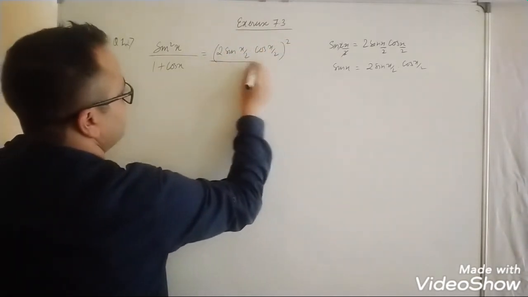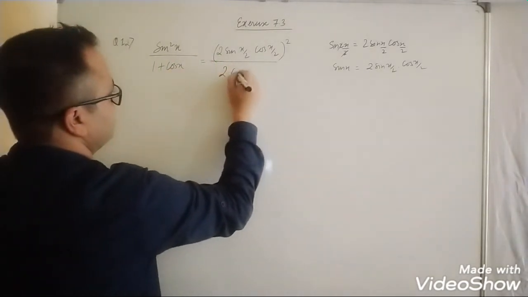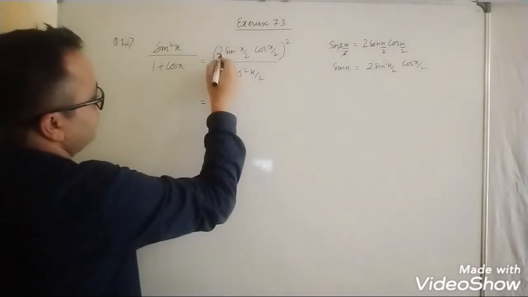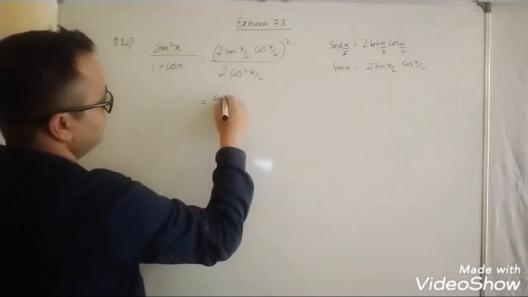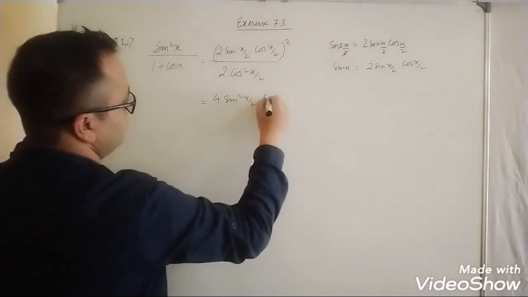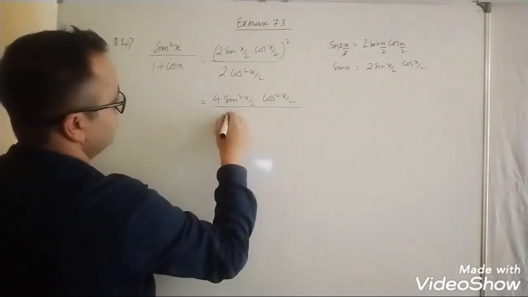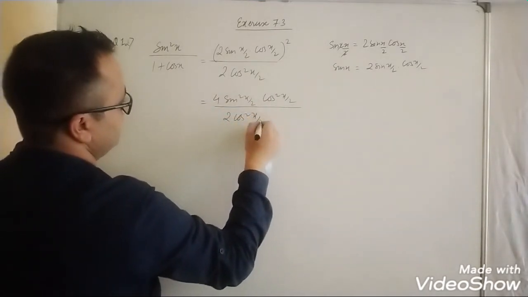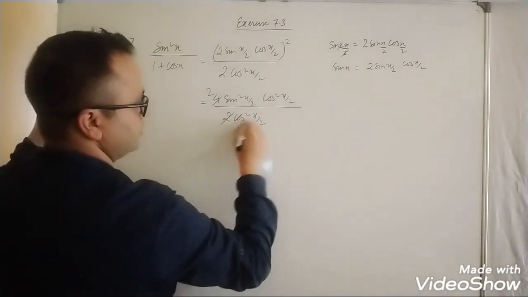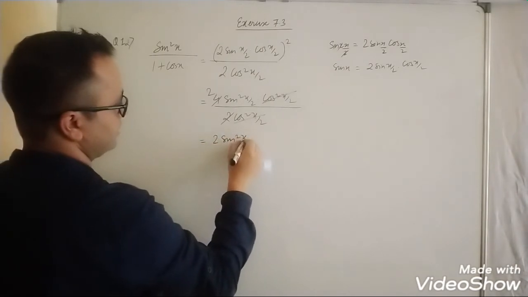So in the denominator, what is the formula of 1 plus cos x? It is 2 cos square x by 2. Now the square of 2 is 4. The square of sin x by 2 is sin square x by 2, and the square of cos x by 2 is cos square x by 2, divided by 2 cos square x by 2. So we can cut 2 into 2, 4, 2 1 2, and cos square x by 2 with cos square x by 2. So this equals 2 sin square x by 2.